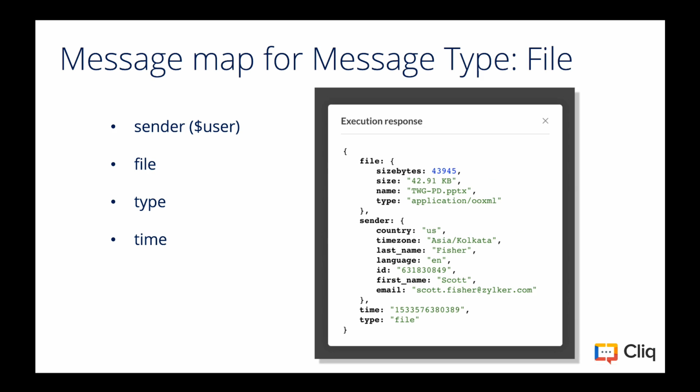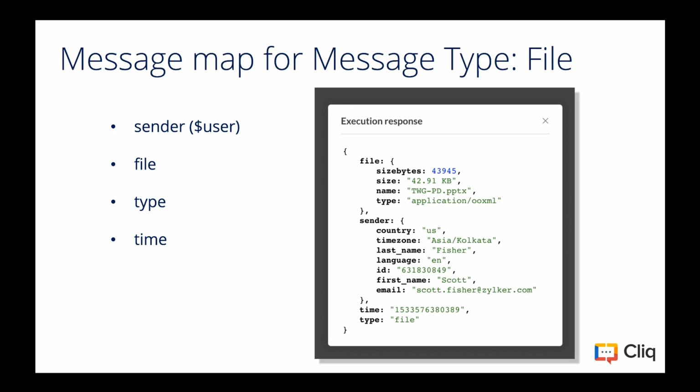For messages of the type attachments, apart from the usual sender info and the message information, the message map will also have a file object which will contain details about the file size, the file type, and the file name too.